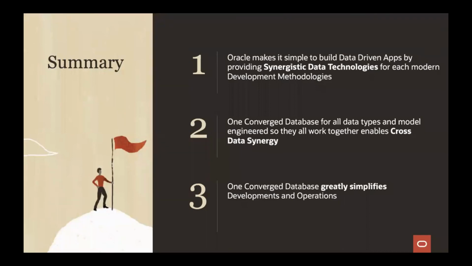We are close to the top of the hour here. So Oracle makes it very easy to build data-driven applications by providing synergistic data technologies from the database platform itself. You don't have to deploy multiple components, multiple software products to get all these technologies. The Converged database can be used for any kind of data models and data types, as you have seen in my slides. And it simplifies the development. This is the main goal.